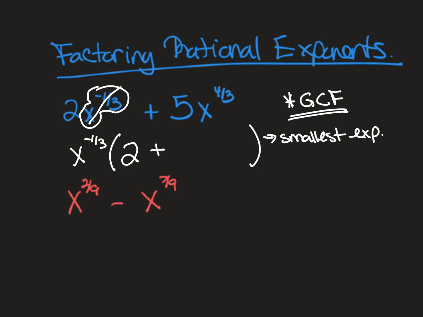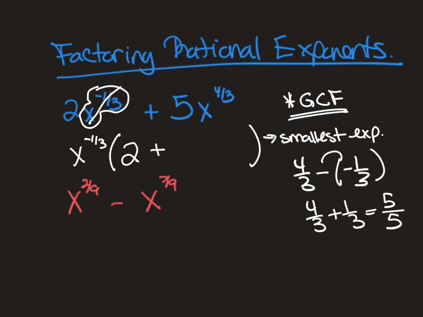For the second term, I'm going to do 4/3, which is the top exponent, and I'm going to do 4/3 minus negative 1/3. So what happens here? It becomes 4/3 plus 1/3, which ultimately is 5/3. So then I end up with 5x to the 5/3. So this would be my final answer.